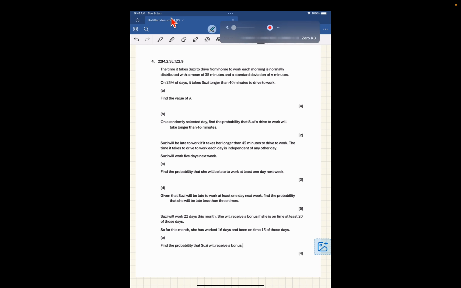Okay, let's have a look at the question. It's a standard level question. It would work for AA or AI. As we read through it, I'm going to highlight keywords.